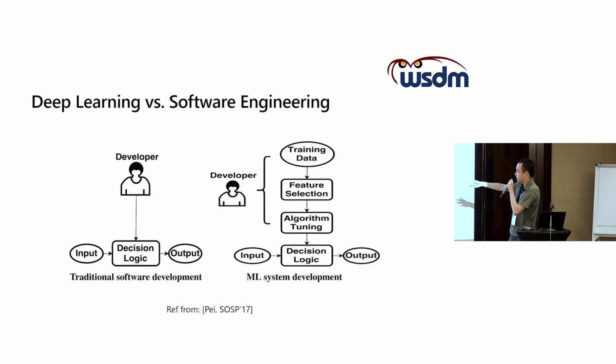So here is one example, which is to see how software engineers compare traditional software development with machine learning system development, because at a high level, a machine learning system can also be treated as software. For traditional software, what they do is analyze the decision logic. Similar to our machine learning problem, we have input, we have output, and we have a function.